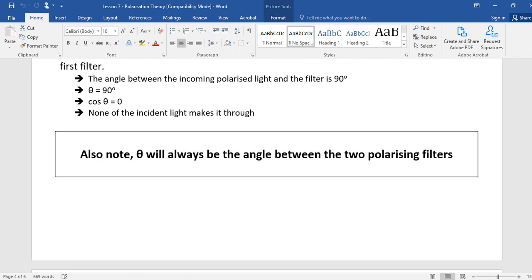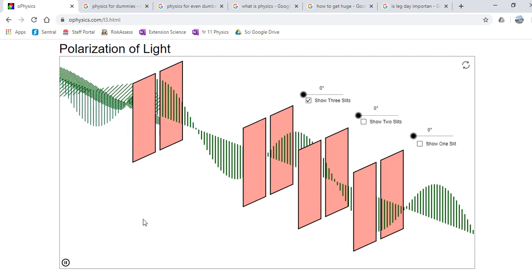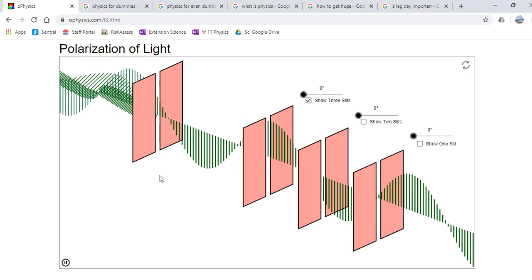Before I go there, I'll just show you a little simulation of this. This is on the second document that I'm going to upload, the virtual prac. It's on there as well for you to have a play with. Basically, you can see a vision of this moving rather than still pictures. Here's the unpolarized light, just showing the electric field again.